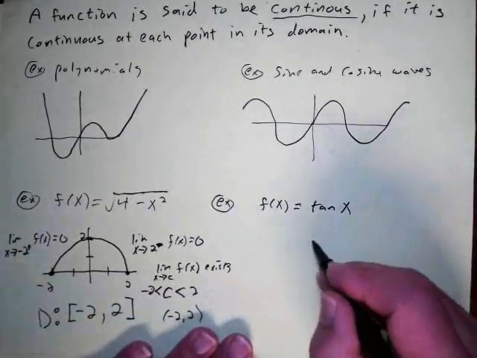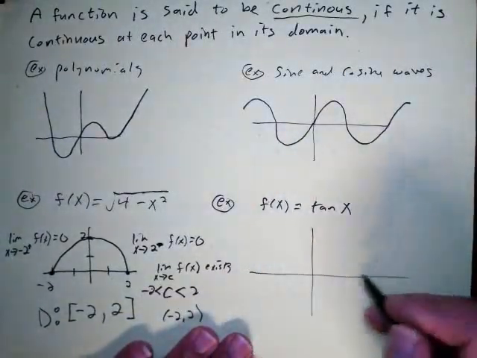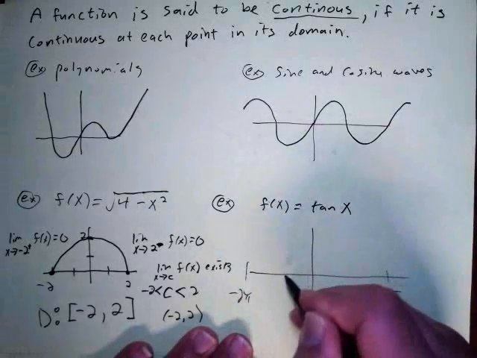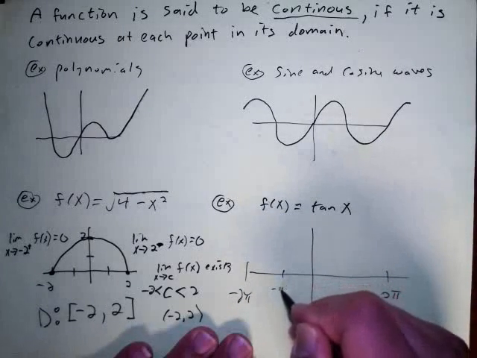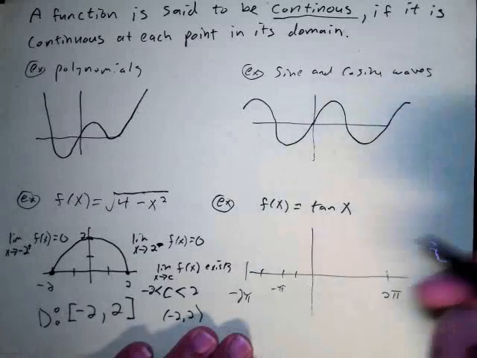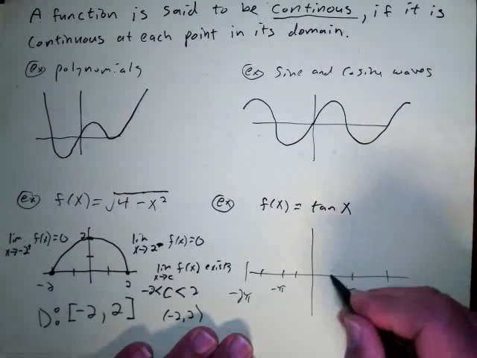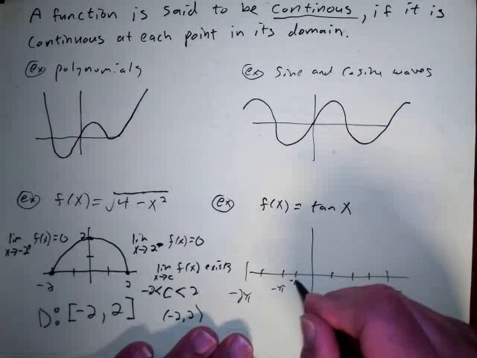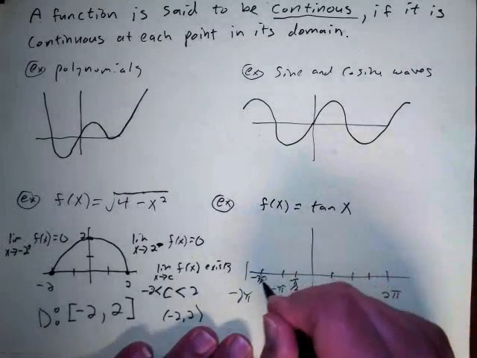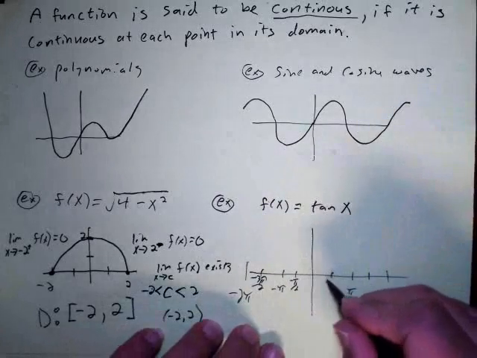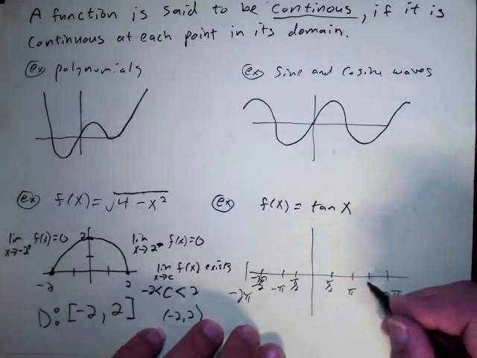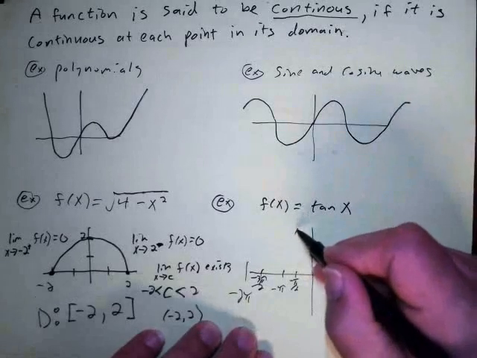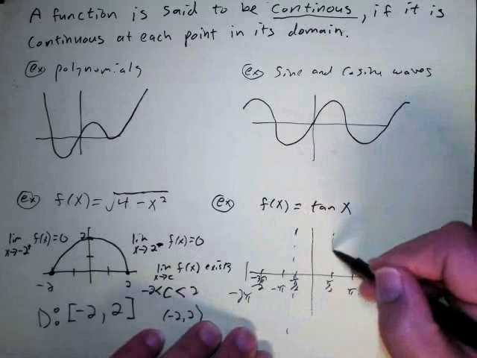Okay, another good example is like tangent of x, right? So we have, here's 2 pi, negative 2 pi, negative pi, negative pi over 2, negative 3 pi over 2, pi, pi over 2, 3 pi over 2. So tangent here has these vertical asymptotes.